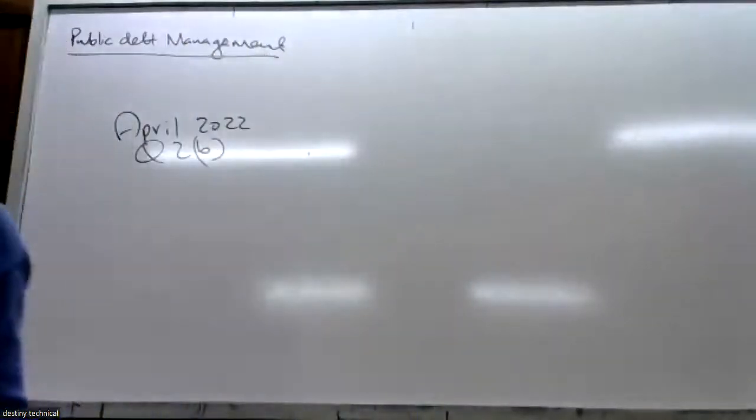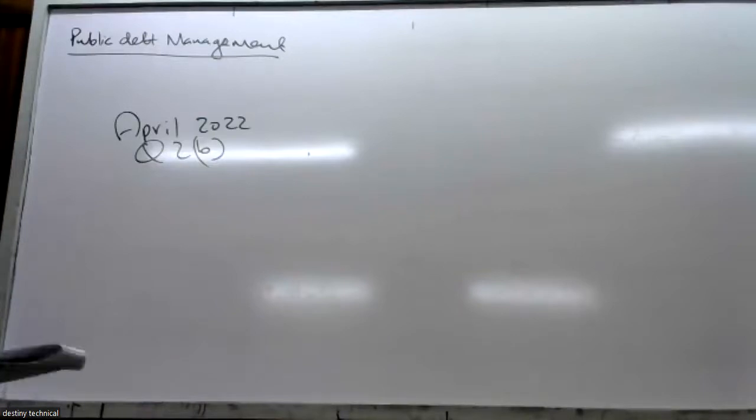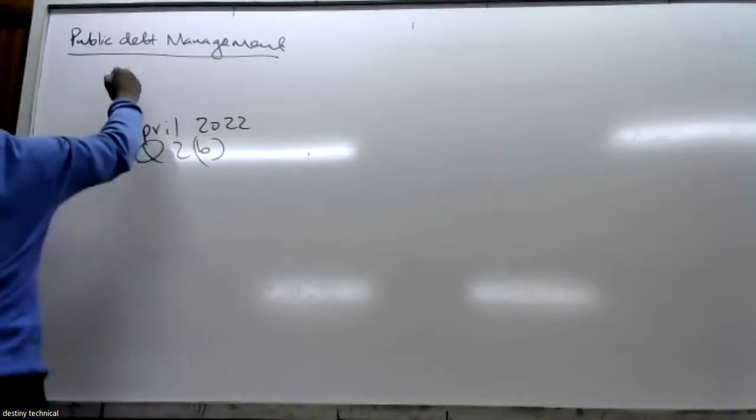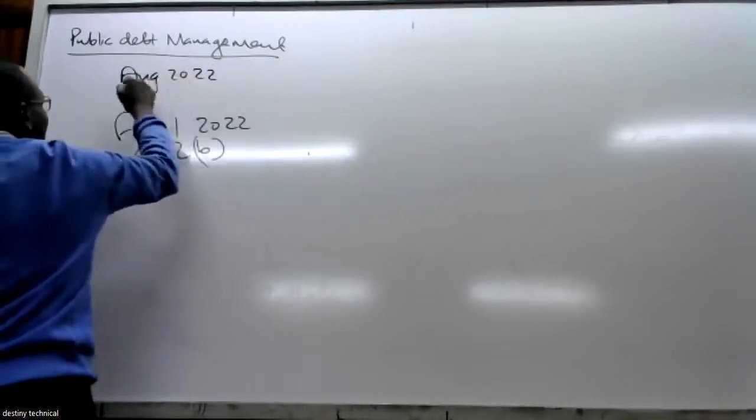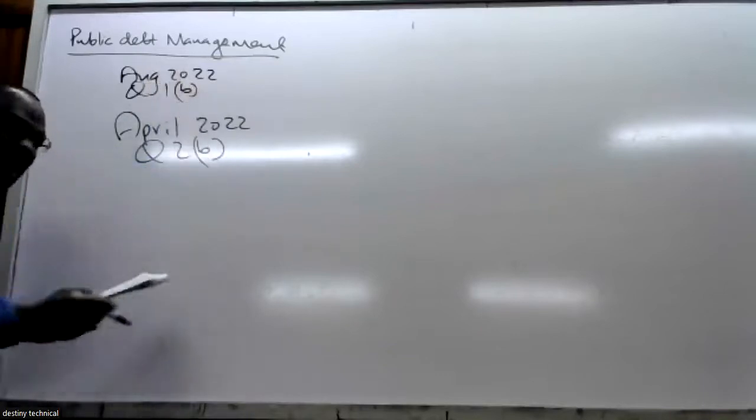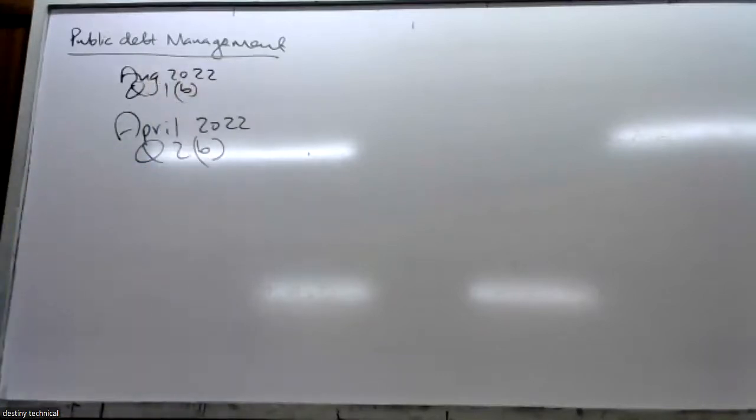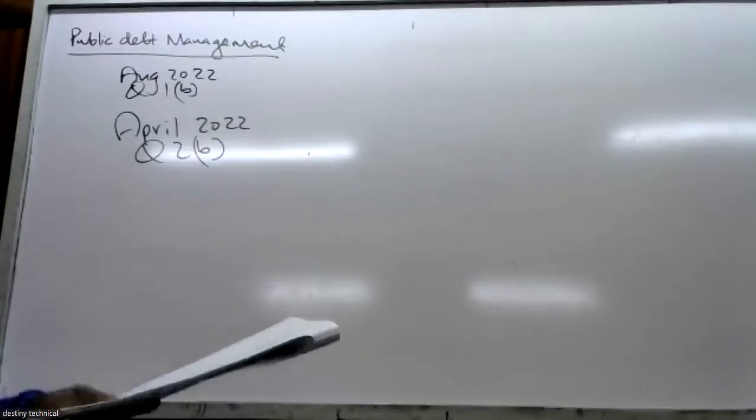Now we answer this question. They had asked about the objectives of the Public Debt Management Office. That was last sitting, August 2022, question 1B: highlight two objectives of the Public Debt Management Office.